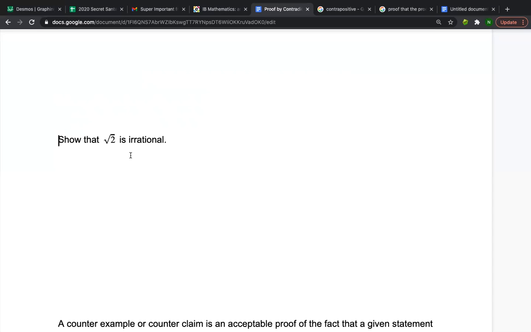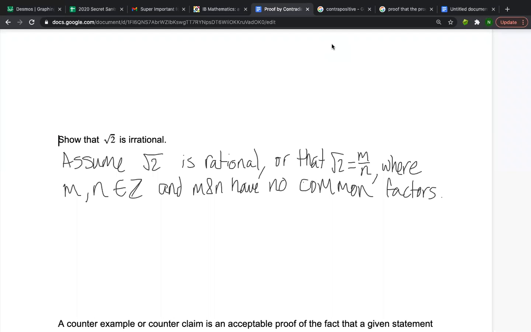So I'm going to say, assume that the square root of 2 is rational, and then I'll write out what that definition is. So here I say, assume the square root of 2 is equal to m divided by n, where m and n are integers and do not have common factors. A rational number is something that can be expressed as a fraction. And the part where it says m and n have no common factors means that the fraction has been simplified as much as it can be.